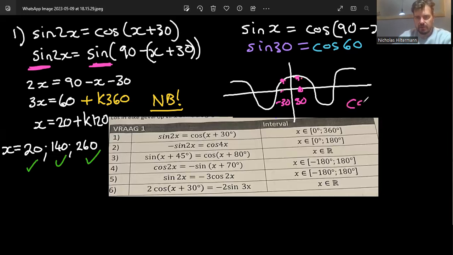In other words, let's do one other. Cos 60 in my calculator, I get a half. If I put cos minus 60 in my calculator, I also get a half. You can test that now if you want. If you put cos minus 45 and cos 45, you're going to get the same answer. So what that means is that cos(x + 30) is the same as cos(minus x minus 30).